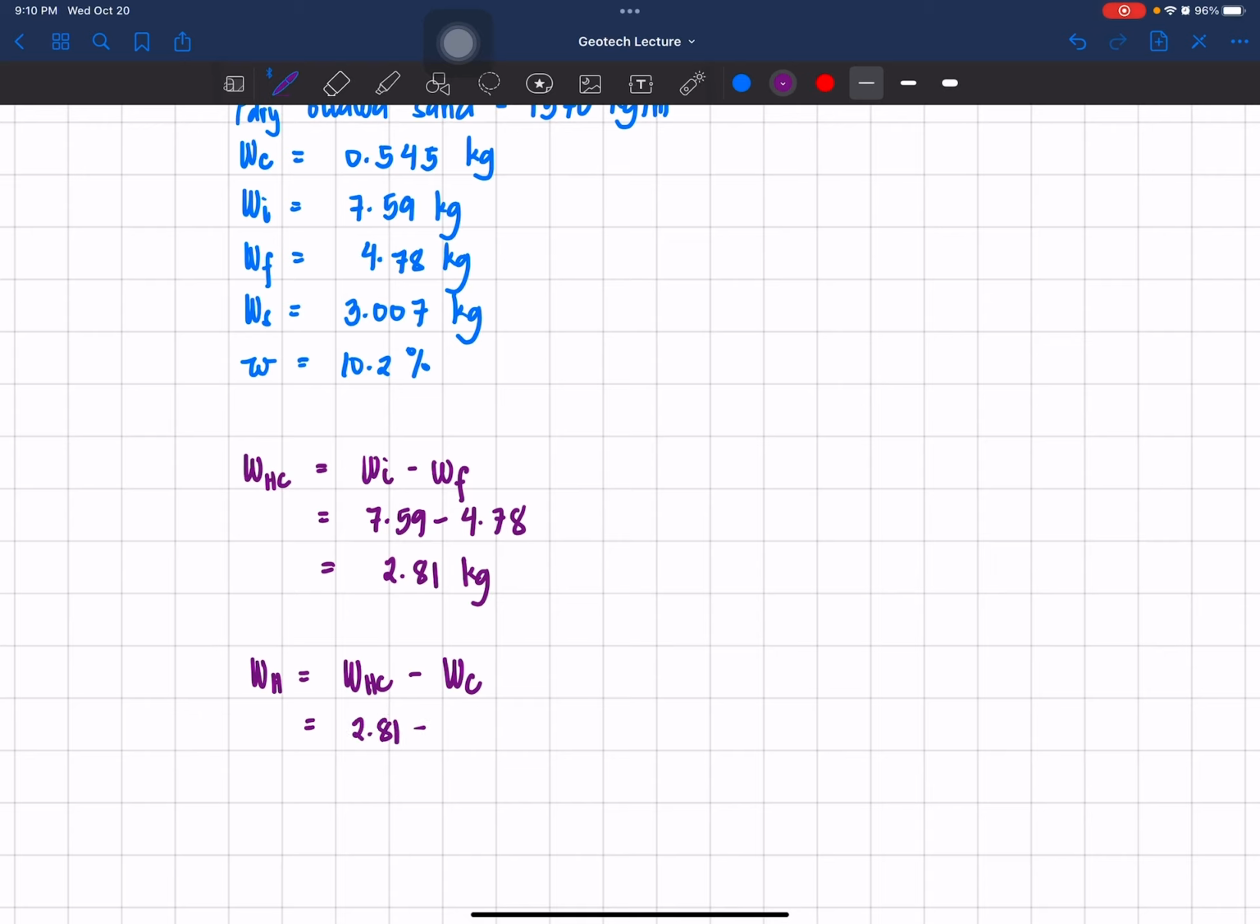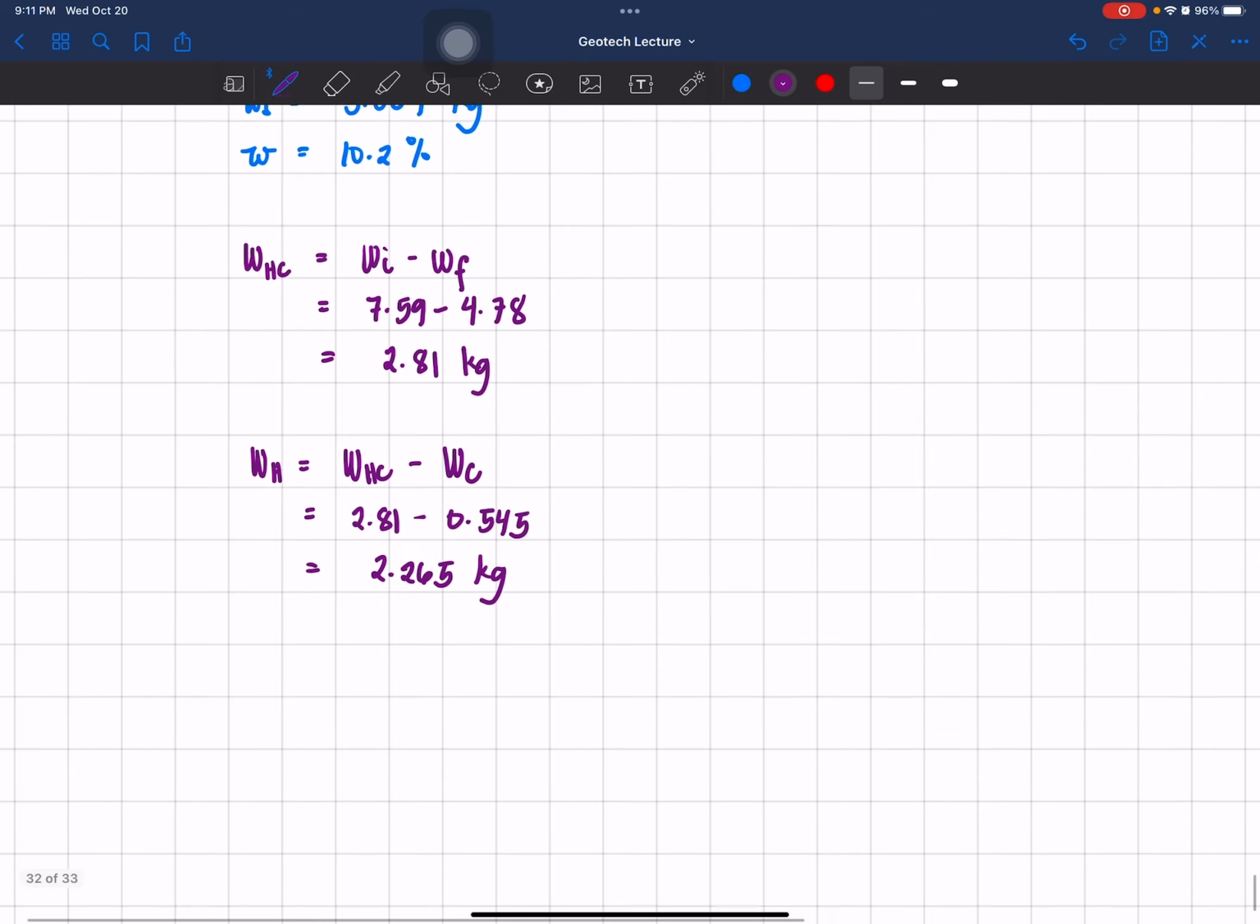So, this is now equal to 2.81 minus, what is the weight of the sand to fill the cone? That's 0.545. And this is now equal to 2.265 kilograms. So, there it is, guys, our weight of the sand to fill the hole. The next thing that we're going to determine now is the volume of the hole based on the given weight of the sand to fill the hole.